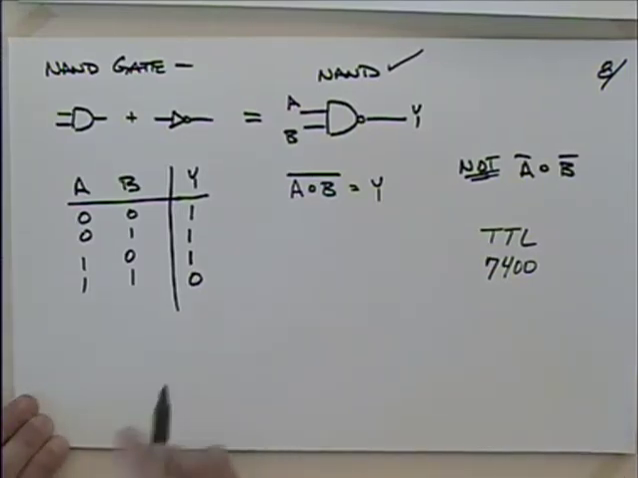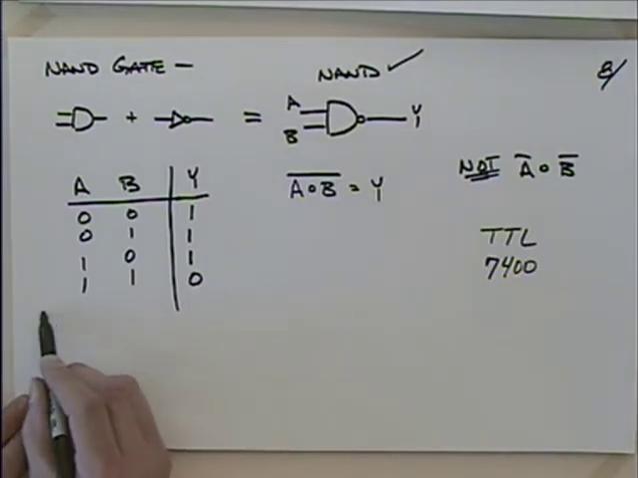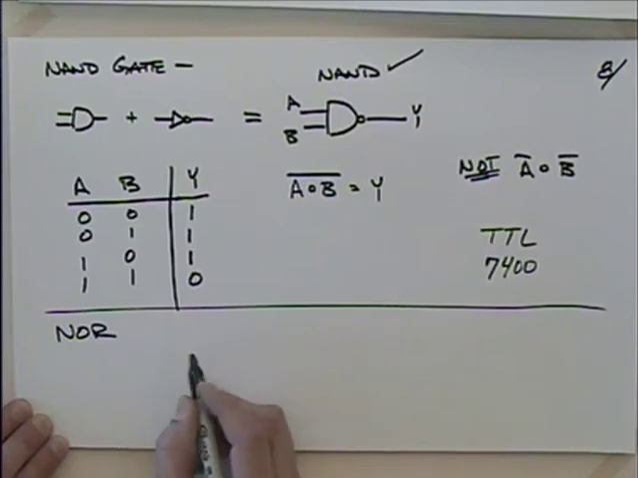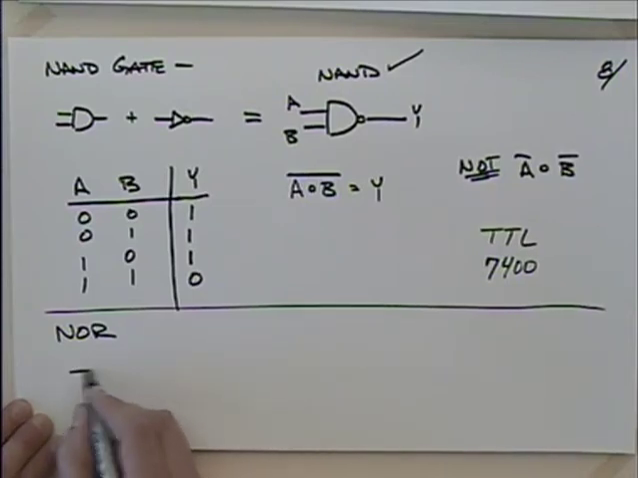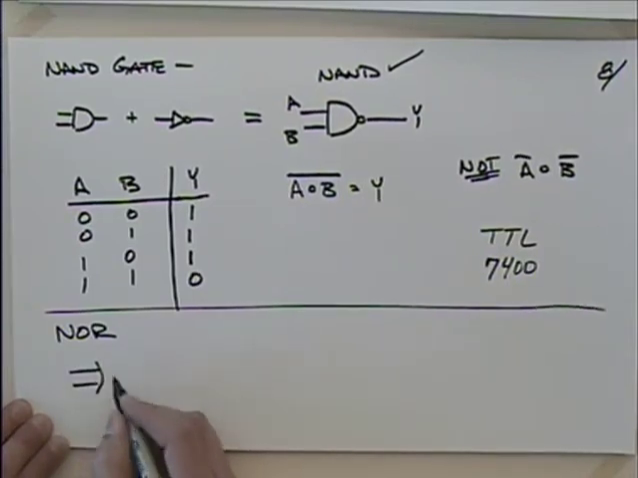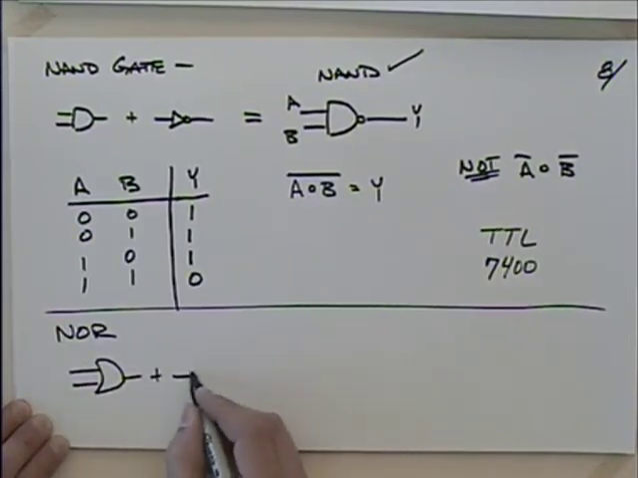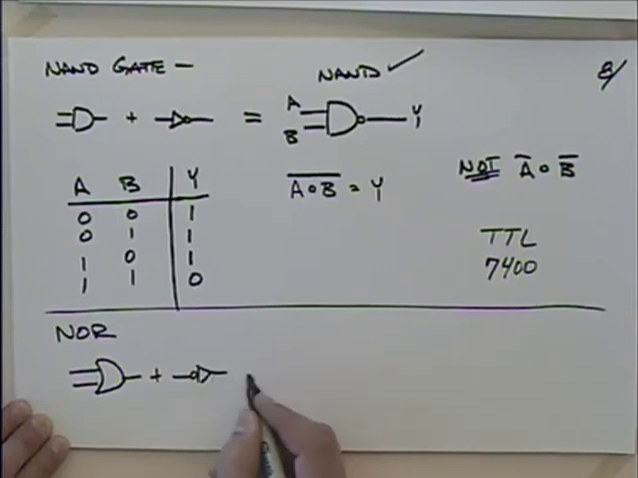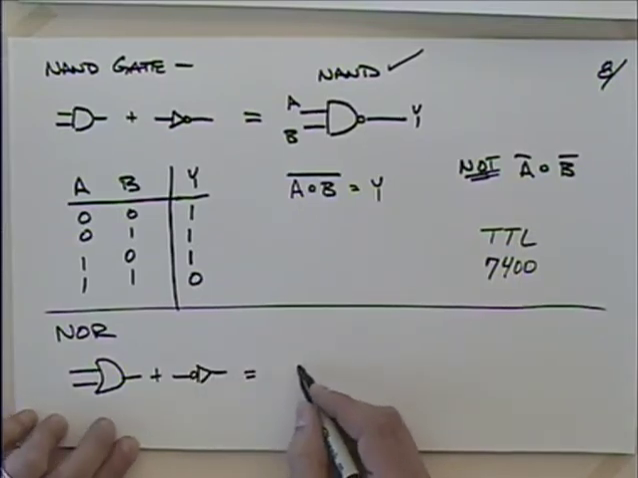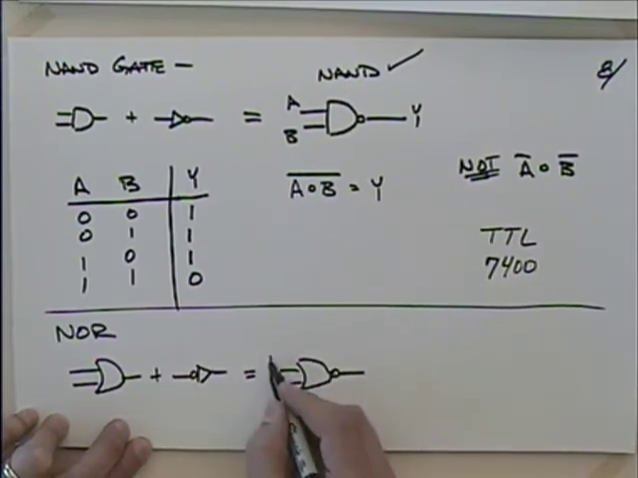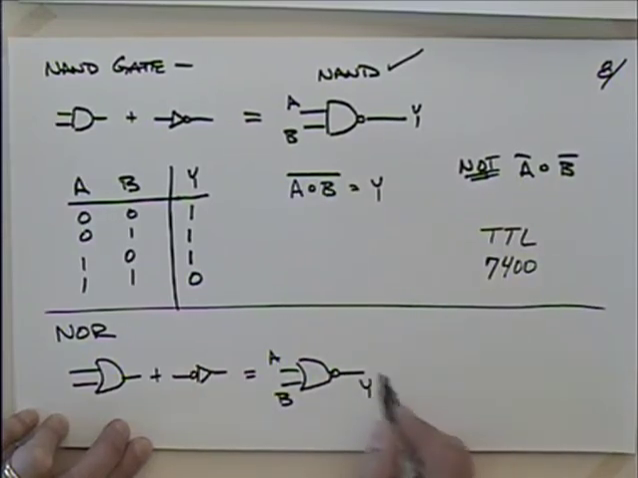Well, if there's a NAND, there must be a NOR. So let's try that. A NOR. So what we're going to do there is we're going to take an OR and add to it an inverter. And we will get its own symbol like this. So there's our A, B, the Y out, and this is the symbol for a NOR gate.